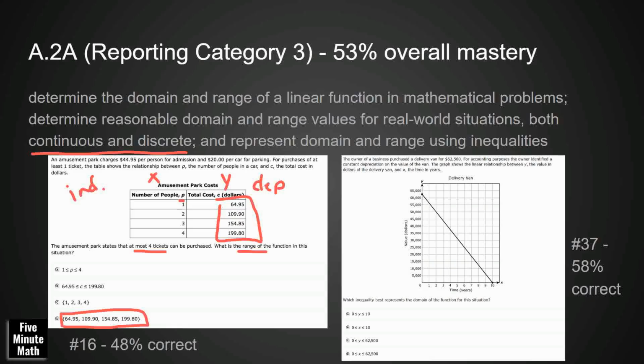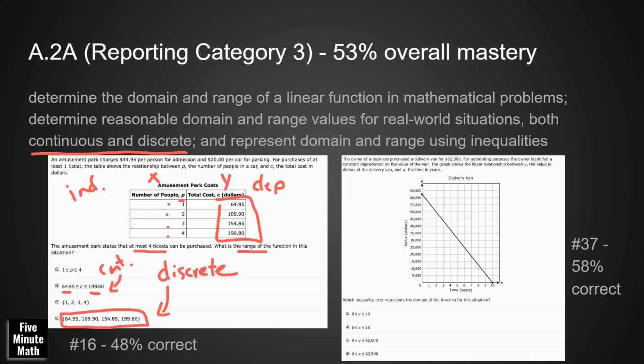And you would think, oh, that's pretty easy, but look, we also have that. So the challenge here is recognizing that we're dealing with an amusement park and we're purchasing tickets for an amusement park. So you can't buy half a ticket, you can't buy a quarter of a ticket, you can't buy a third of a ticket. You buy a whole ticket, which means we're dealing with discrete data, not continuous. And so one of our most chosen incorrect answers is going to be that continuous data, because that is what we're typically dealing with in linear functions, but not always in real world situations.